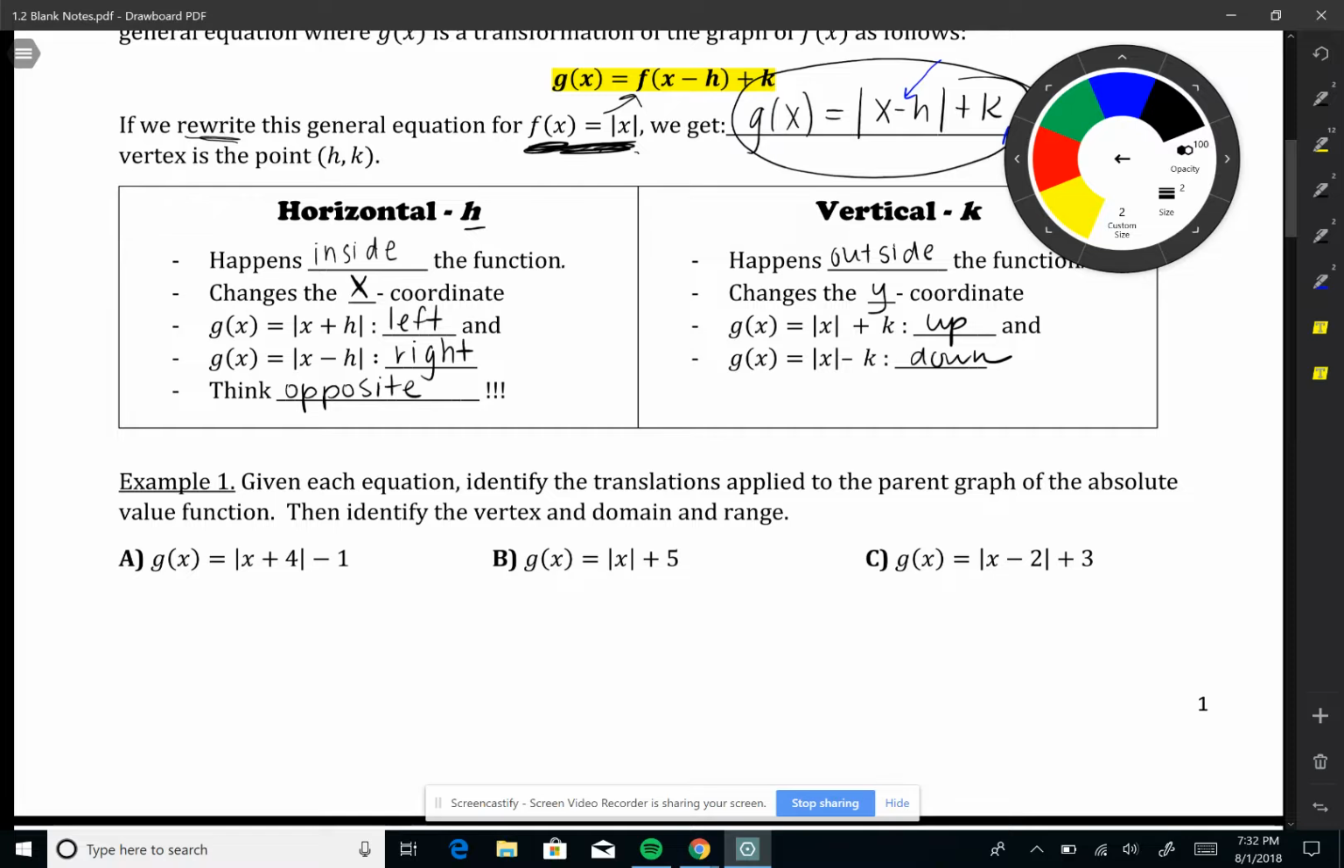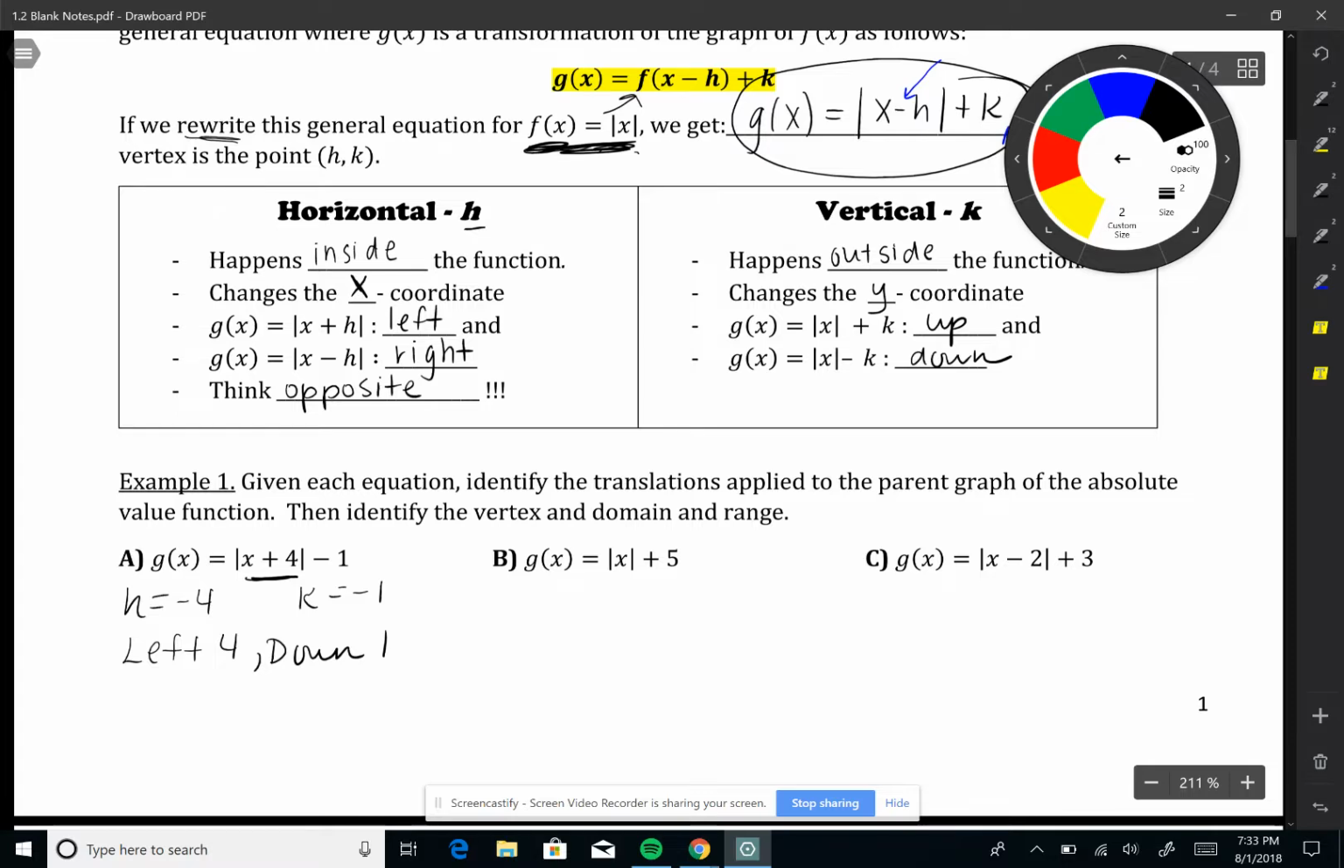Given each equation, identify the translations applied to the parent graph of the absolute value function. Then identify the vertex and domain and range. Letter A, g of x equals the absolute value of x plus 4, then minus 1. So this x plus 4 is inside. We always think opposite on the inside. So my h is actually negative 4. My k is negative 1. So I am moving left 4, down 1.